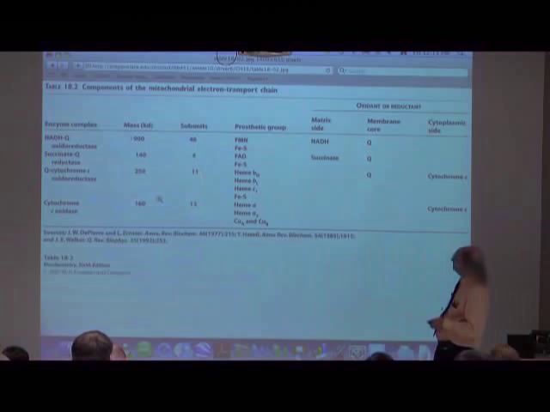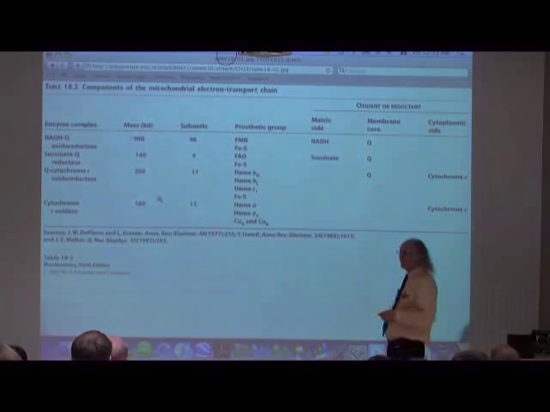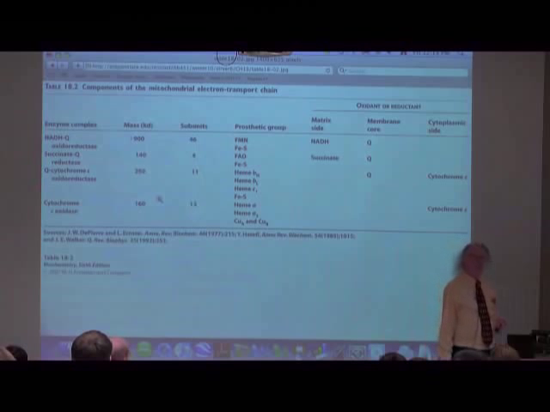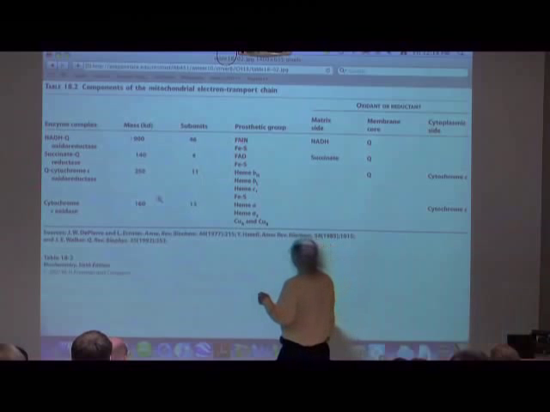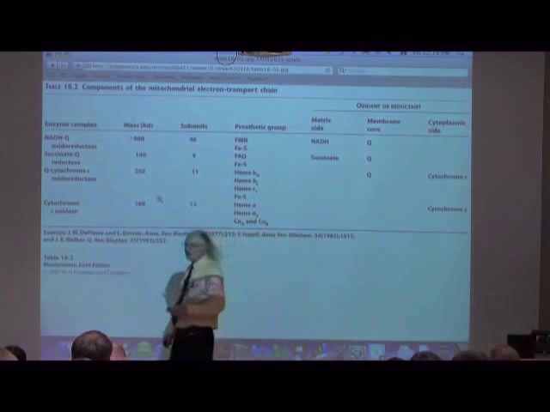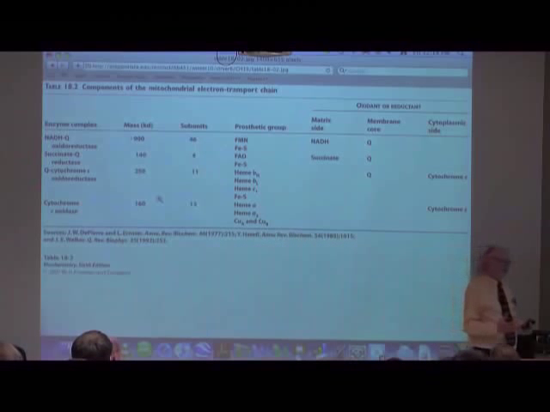Complex 4 has 13. Over here, we see the groups that are involved in transferring or carrying those electrons. So we see flavins. When you hear about flavins being important, FAD stands for flavin adenine dinucleotide. Flavins carry electrons. So FMN is a flavin mononucleotide. We see FeS, Fe, of course, being iron. These early proteins here are called iron sulfur proteins because they have iron bound to sulfur, and they participate in that electron transfer.